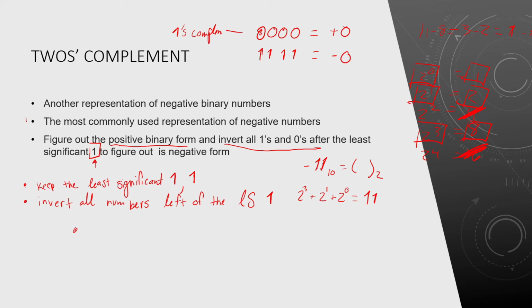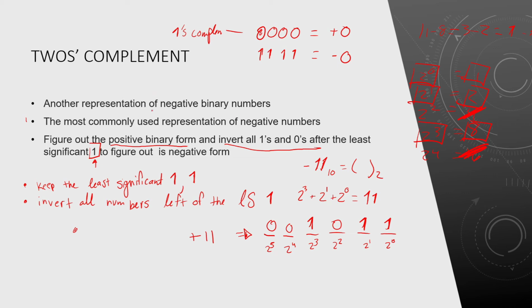I want to do a 6-bit register. So 1, 2, 3, 4, 5, and 6. Add the ones in the placeholders: 2 to the 0, 2 to the 1, and 2 to the 3. Show those placeholders. So what we're going to do is fill the rest with zeros. So this right here is plus 11. So how do we do two's complement?